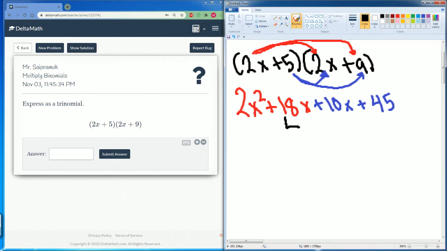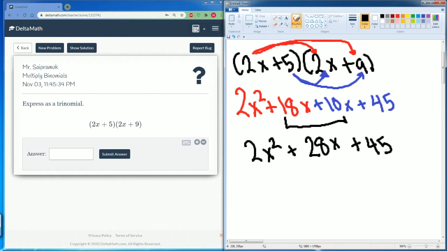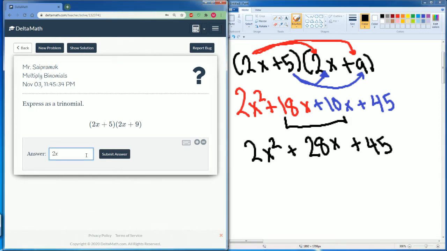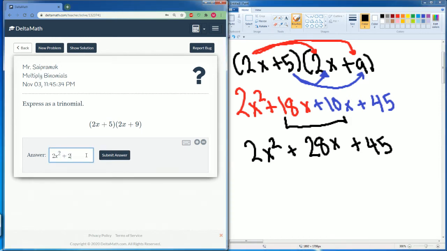These two are like terms. 18x plus 10x gets you 28x. Bring everything else down. You get 2x squared plus 28x plus 45.